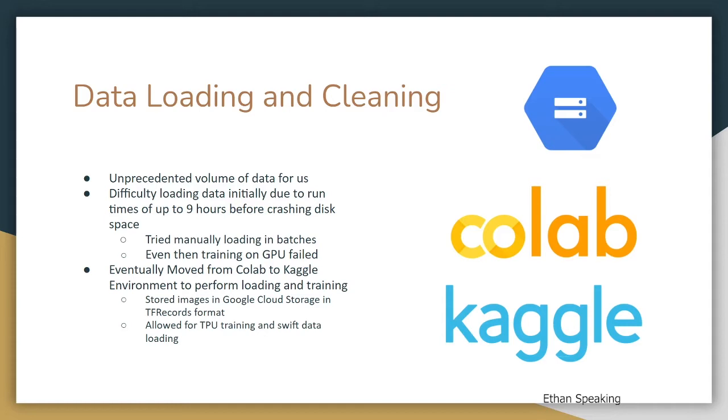Eventually, we realized that since our base model was located in the Kaggle environment anyways, it might make sense to relocate our data loading process to Kaggle too. This allowed for a seamless extraction process since all competition data can be easily linked to any Kaggle notebook. We ended up storing our images in the Google Cloud Storage in TF Records format, which made our data compatible with TPUs.